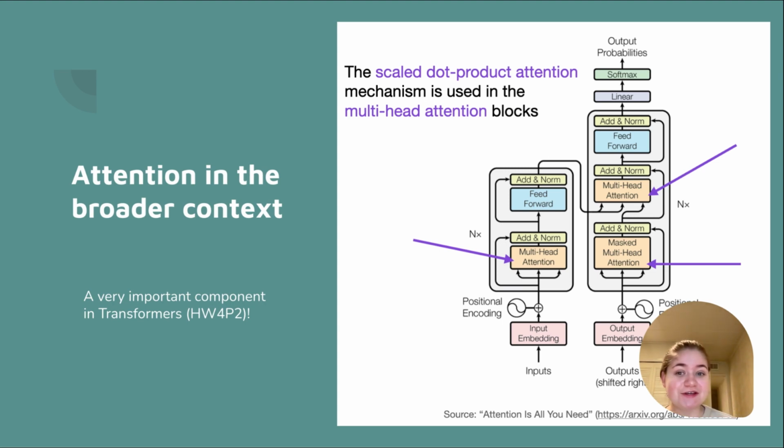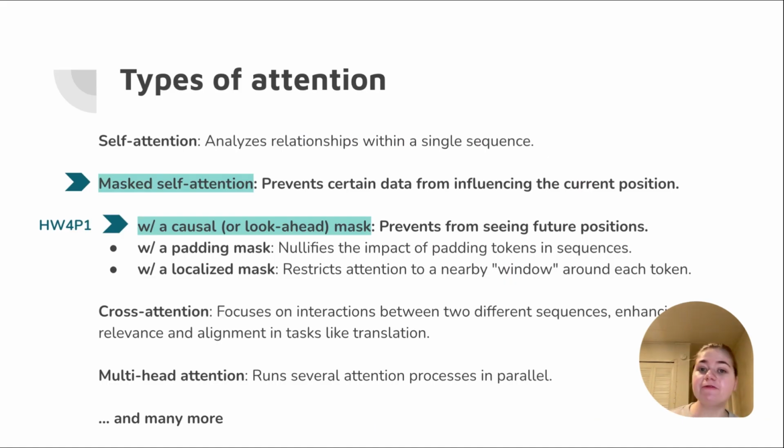There are different types of attention, but essentially all of them have a very similar underlying mechanism that we will ask you to implement in Homework 4 Part 1 from scratch, and this will help you to understand how it actually works in the original transformer and any follow-up models. To think about different types of attention, type number one is self-attention, when we take a single sequence and we analyze the relationship of different words, like tokens, within a single sequence.